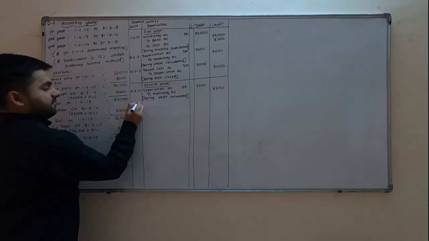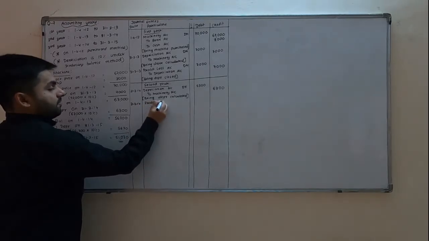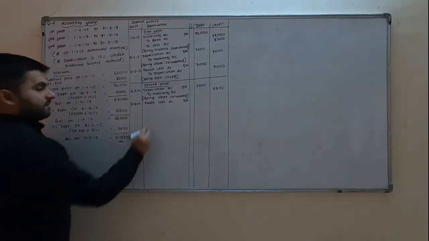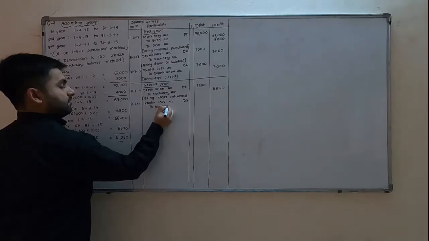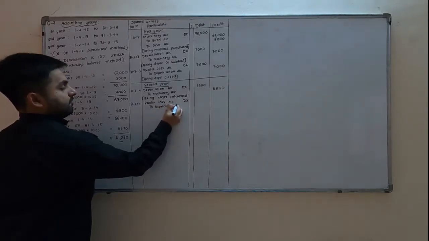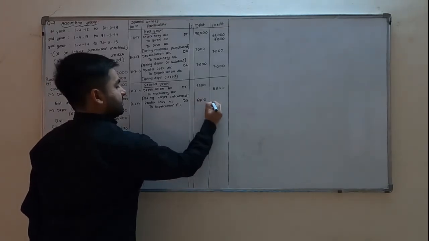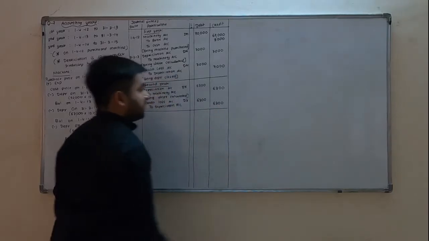Again 31/3/14, close it. Profit loss account debit to depreciation account. Now 6,300. Again this is also over.